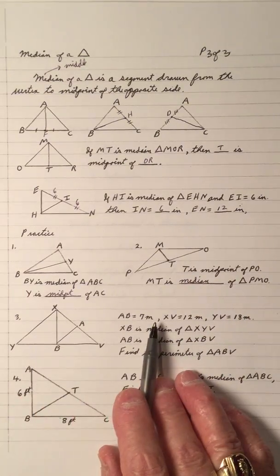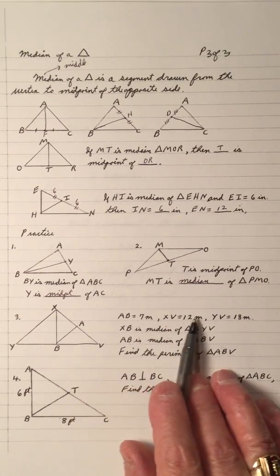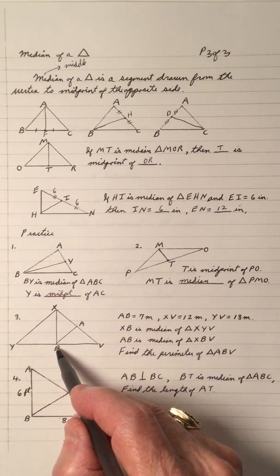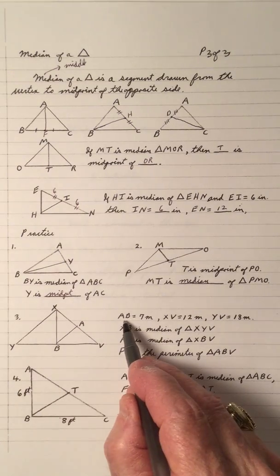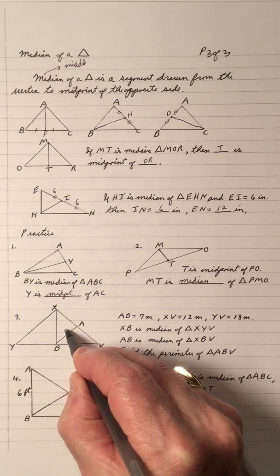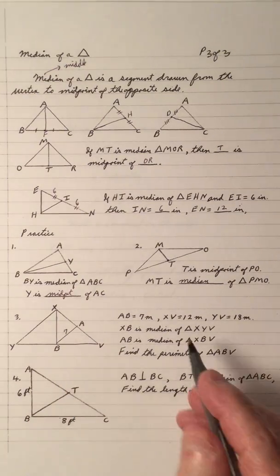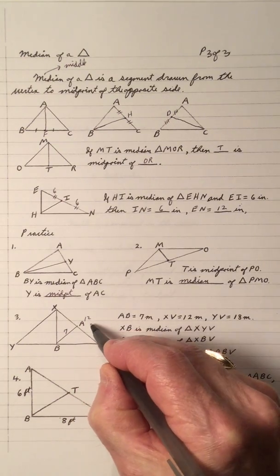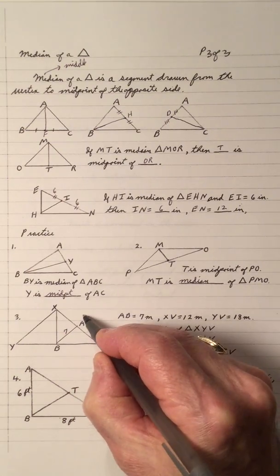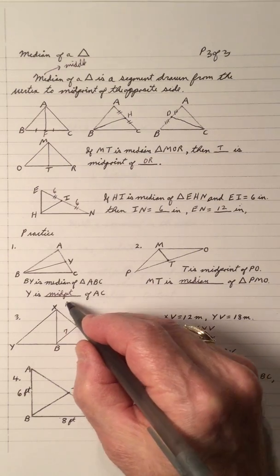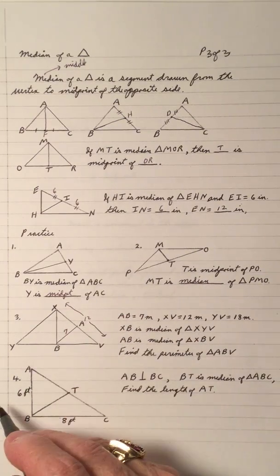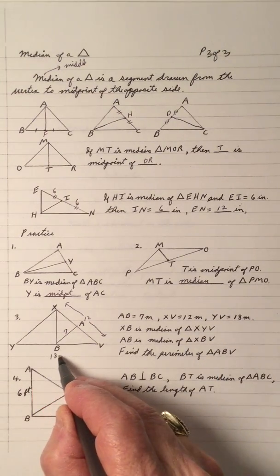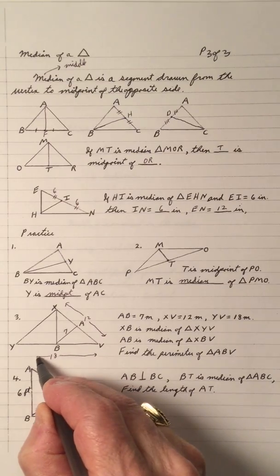Number 3. Let's see what we got here. Let's fill in this information. We got all this triangle, with lines going everywhere. AB is 7, so let's put a 7 right there, and we know it's in meters. XV is 12, so let's put a 12 there and put a line like that to indicate that we got XV from here to here. Again, it's meters. YV is 18, so let's put 18 here and put a line going from here right to there.